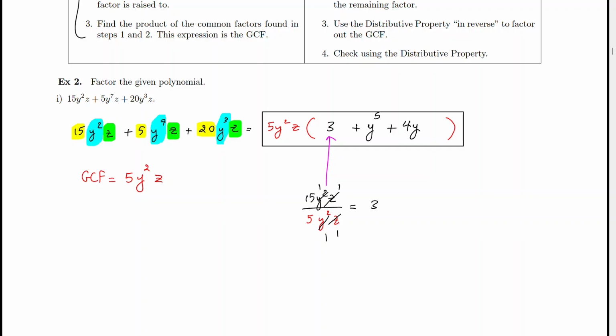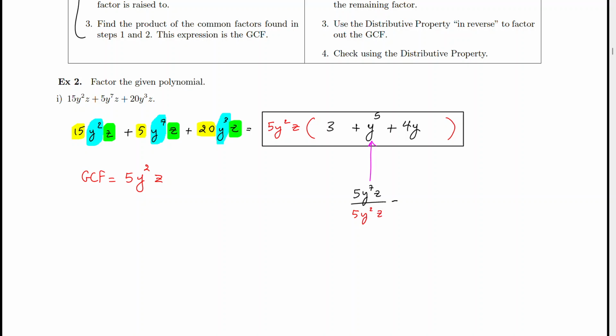So if I do this again one more time for the second term, what would I get? So I want to know what to place inside of the middle term. So how can I determine that? I take the original second term, which was 5y^7z, and I divide it out by the GCF, which is 5y squared and z.